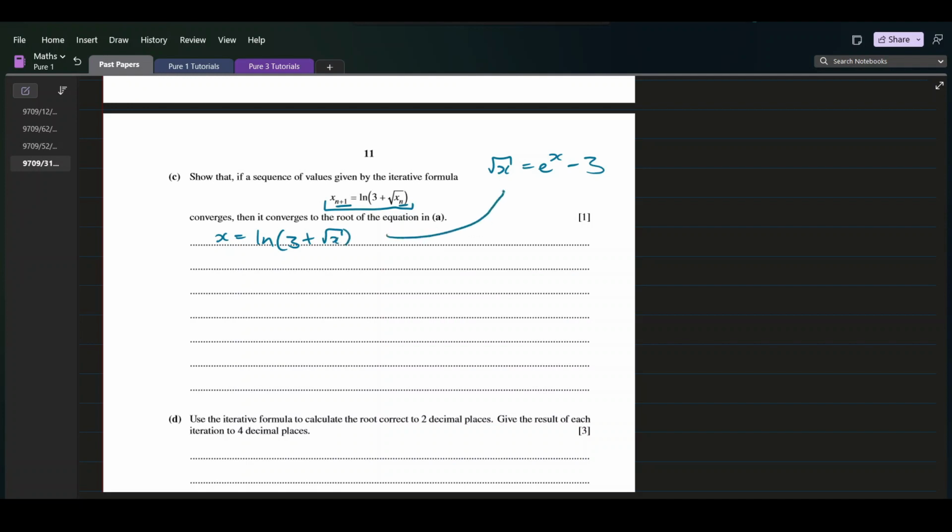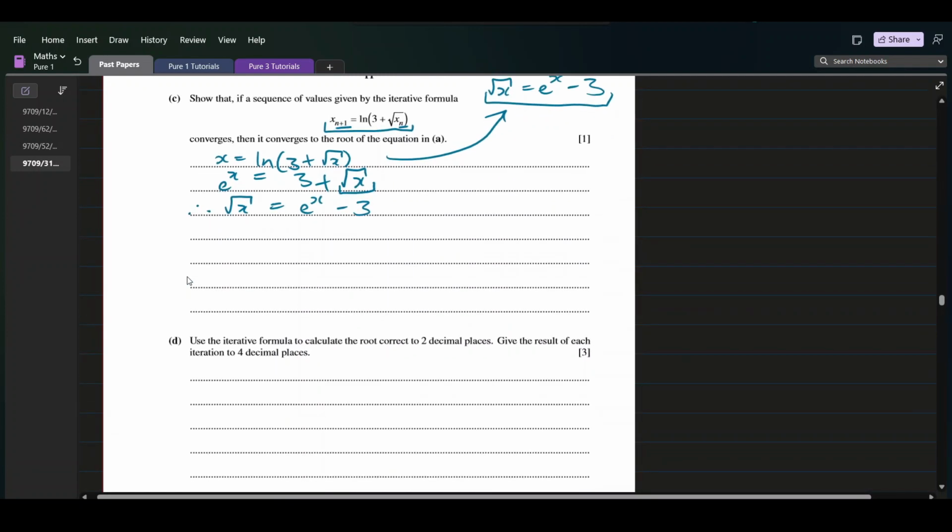And we're trying to get to that equation. So let's start by applying the exponential function to both sides, so that e to the x is equal to 3 plus root x. And now you notice that we simply have to make root x the subject of the formula to get to this equation. So this becomes root x is equal to e to the x minus 3. And therefore we have proved that if a sequence of values given by the iterative formula converges, then it converges to the root of the equation in A.